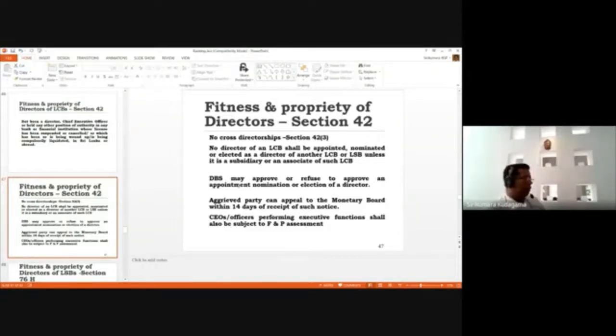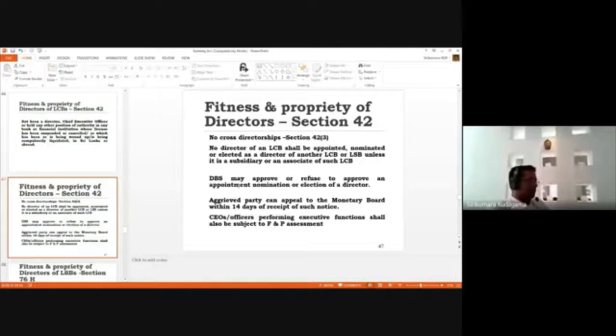Then the monetary board can look into that and give the determination. When the monetary board gives the determination, again there is a possibility of people going to the courts and so on. Probably some of you may be aware of a particular instance about three or four years back. All these procedures were followed.